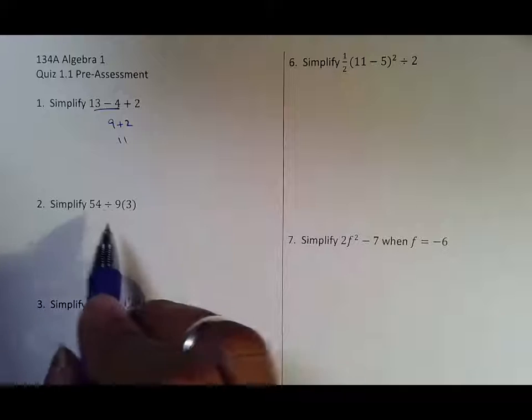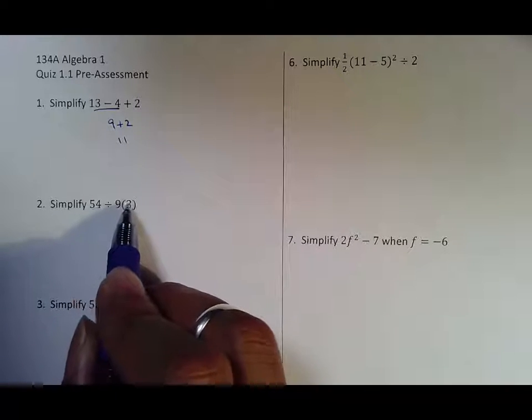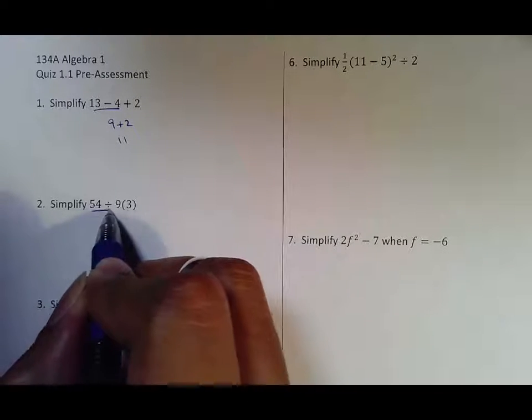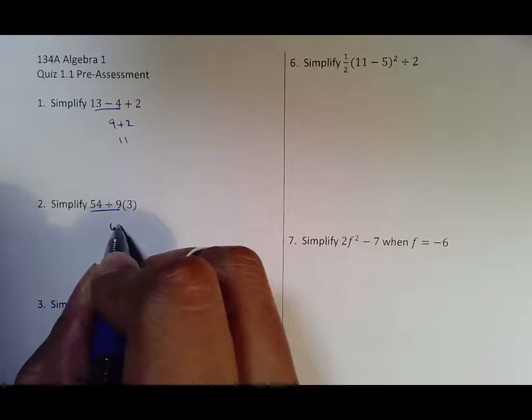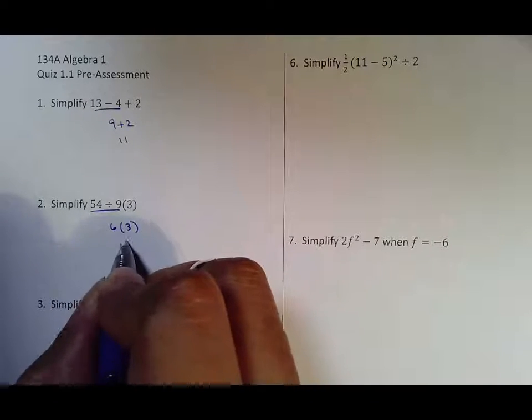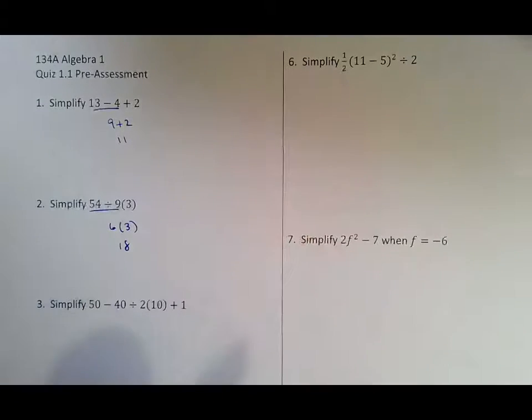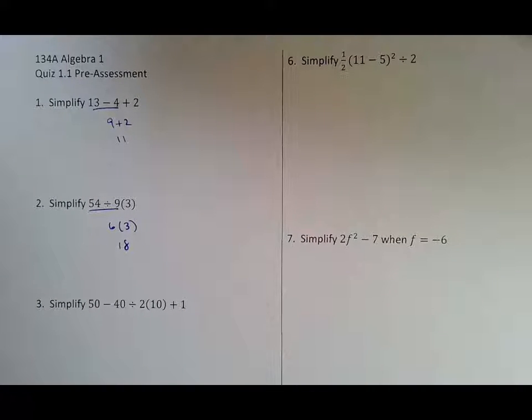In number 2, that's multiplication and division. That's not a parentheses, so therefore we do whatever's in line first. 54 divided by 9 is 6. 6 times 3 is 18. Again, in order to get your credit tomorrow, make sure you're showing me all those steps. Don't just put the final answer. You need to show me the steps.